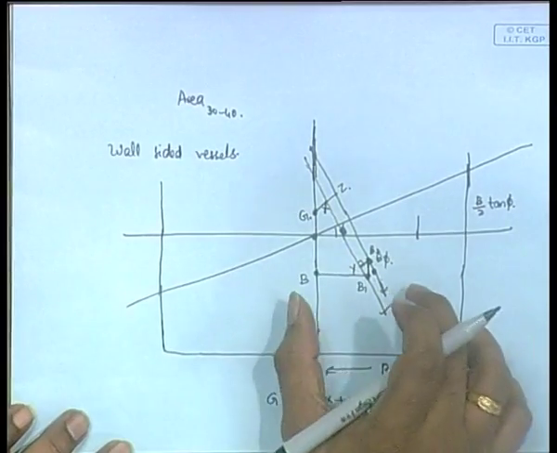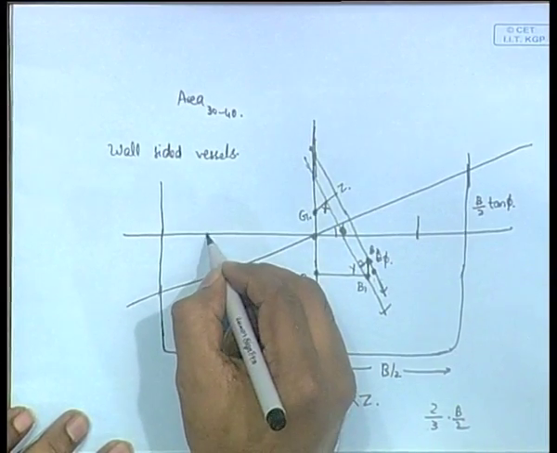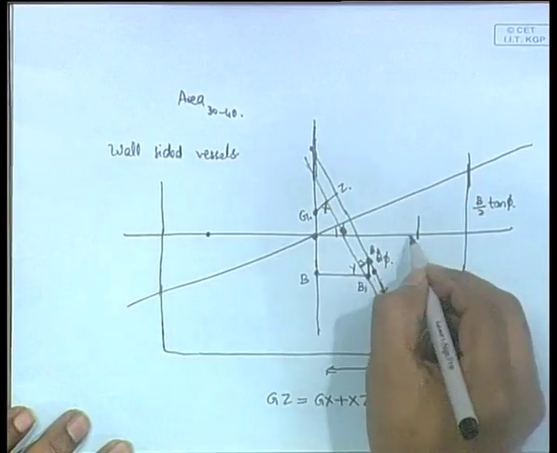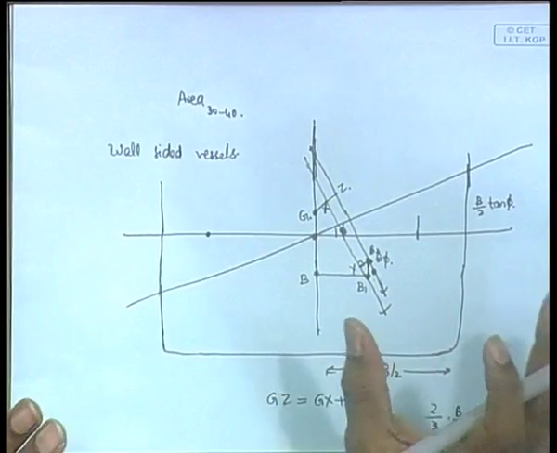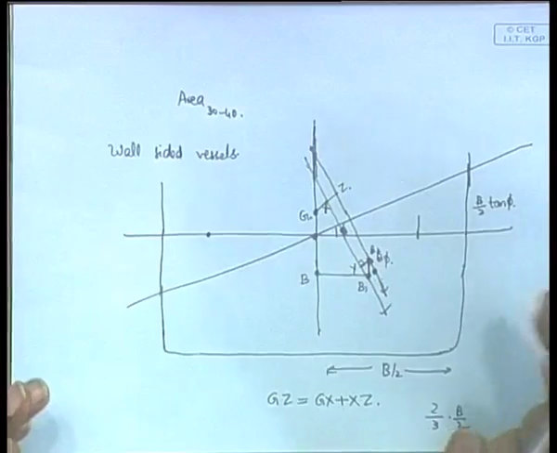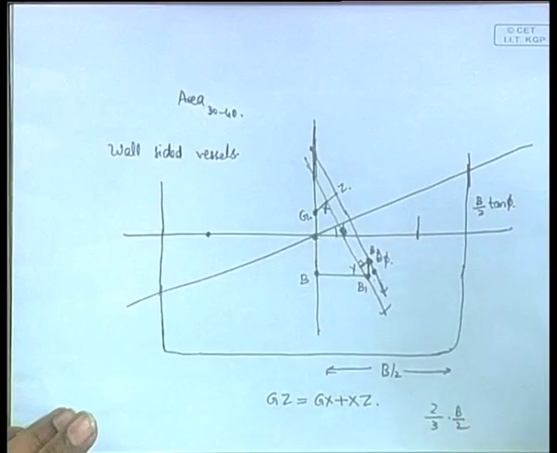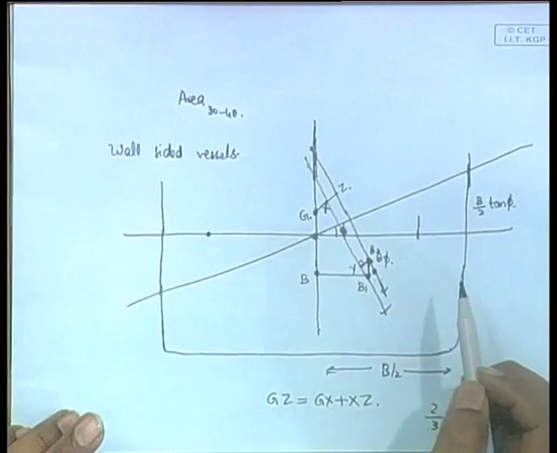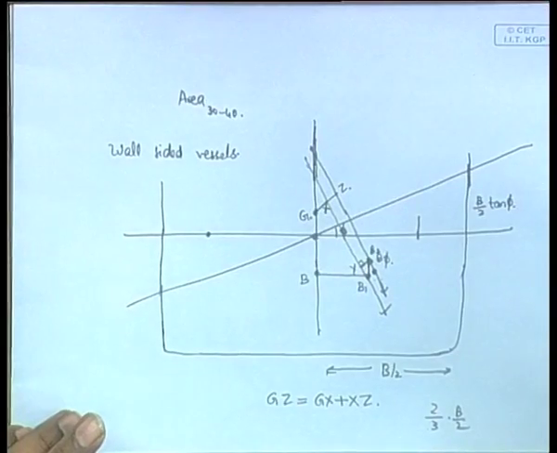Another thing we need is G0 G1, that is, we have to find the distance through which the center of gravity of the wedge has shifted from here to here. We have done this many times. For that you need this distance, which is 2 by 3 of b by 2, which is b by 3, twice that is 2 b by 3. That is the distance through which G of the volume has shifted.